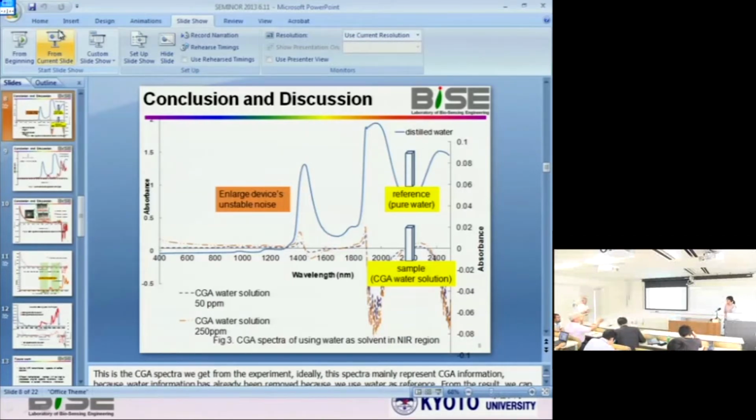In theory, if you are subtracting your reference from your sample and both are the same, it should be flat. Yes. But because the device maybe contains noise. So it's related to the quality of the cells, or maybe the light source, maybe not stable.